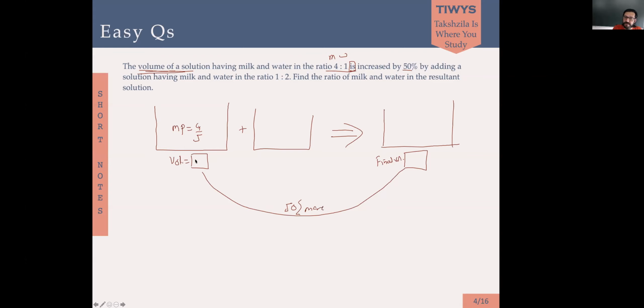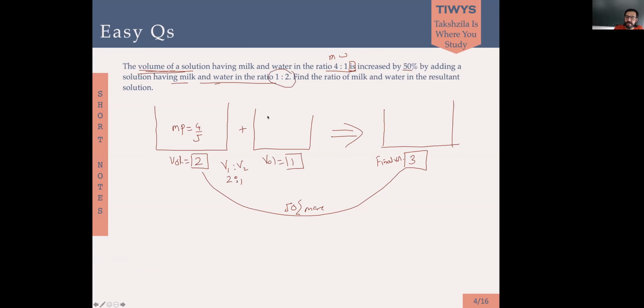So if it is 50% more, I'll take this as 2. 50% more will become 3. So this unknown volume that we have, what I am mixing is 1. So the volume ratio is 2:1. And by adding a solution having milk and water.